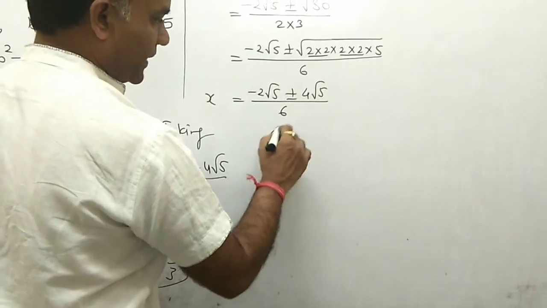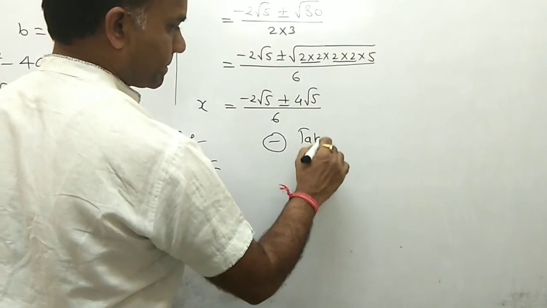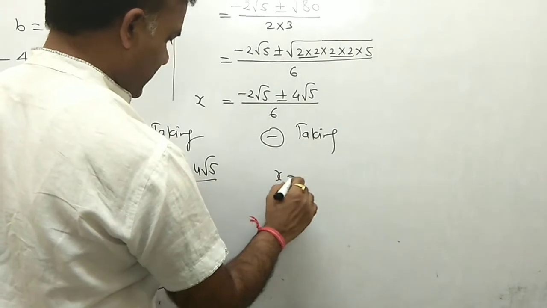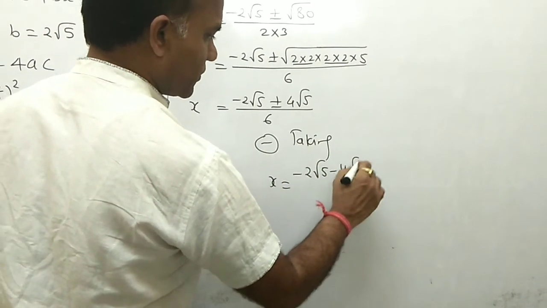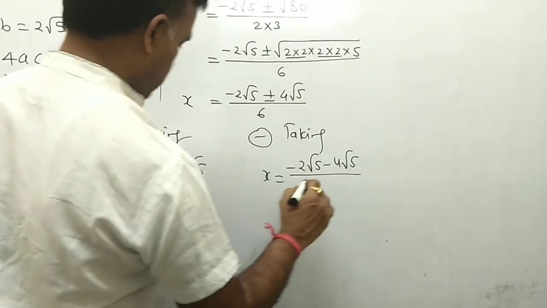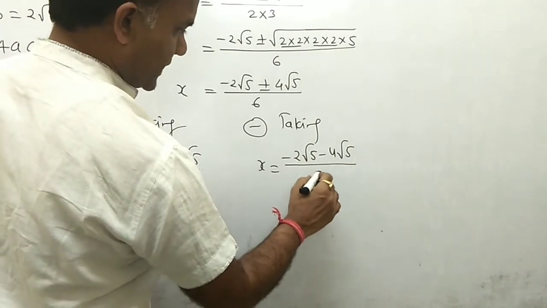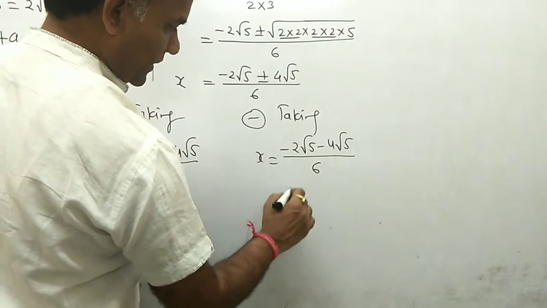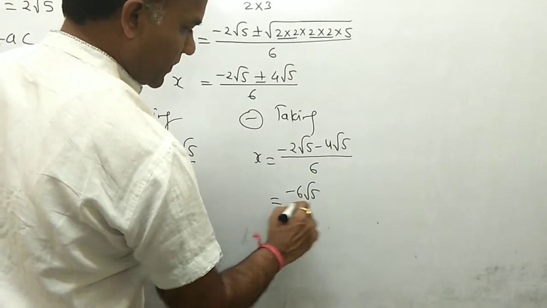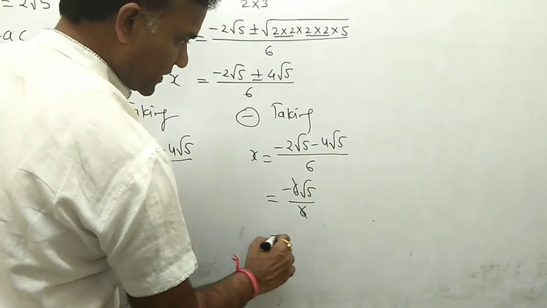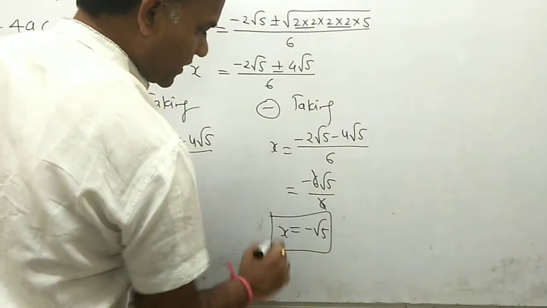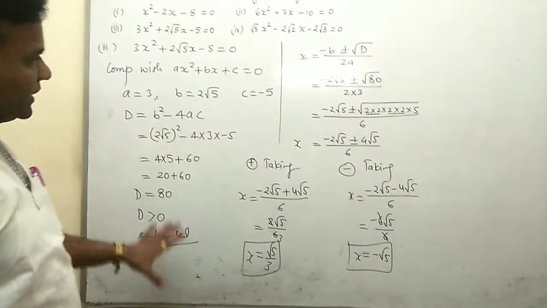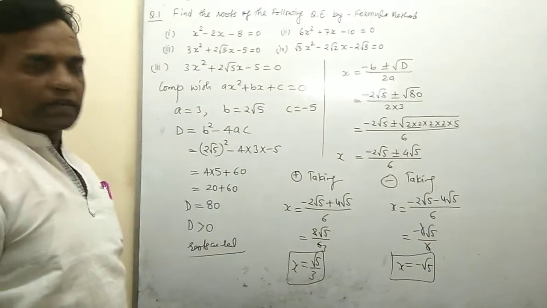Similarly, taking the minus sign, x = (−2√5 − 4√5) / 6, which is −6√5 / 6. The 6s cancel out, and you have −√5. That is the second root. So this is very easy going; only substitute the values and you get the answer.